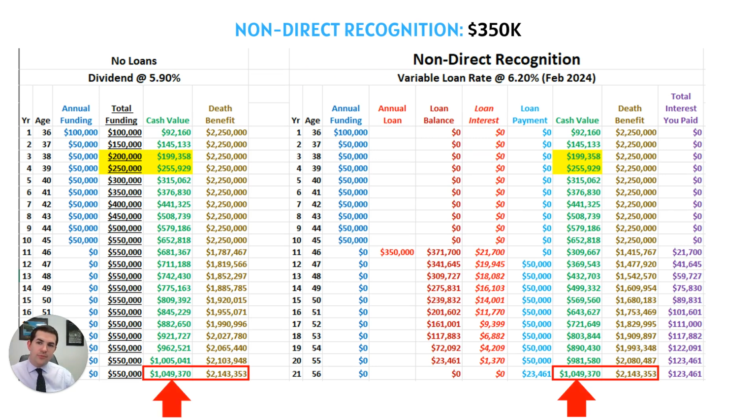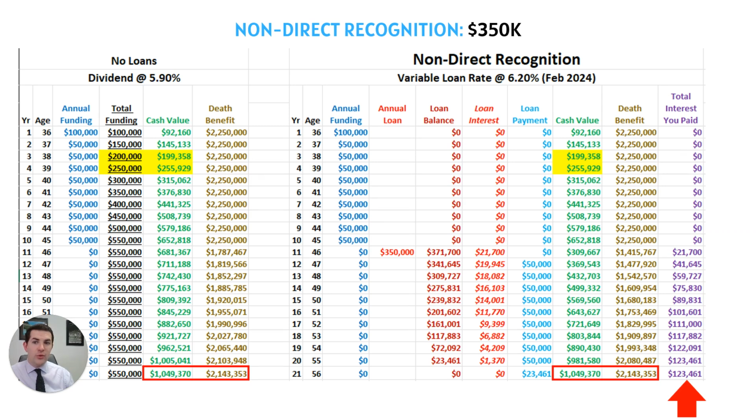What happens here? When I borrow and repay, there's my cash value, fully restored. So we have that $350K loan. There it is. I skipped over that point. $350K loan, pay it back, $50K per year. When it's repaid, $1,049,000 compared to the example to the left, the same $1,049,000. Interest paid, $123,000. Let's look at this exact same policy, but with direct recognition.